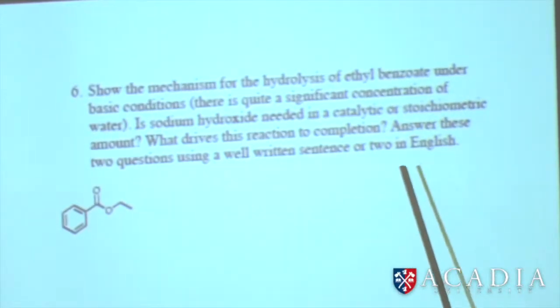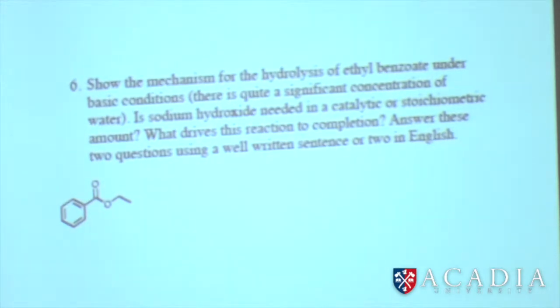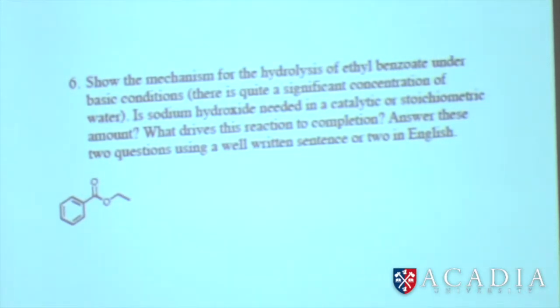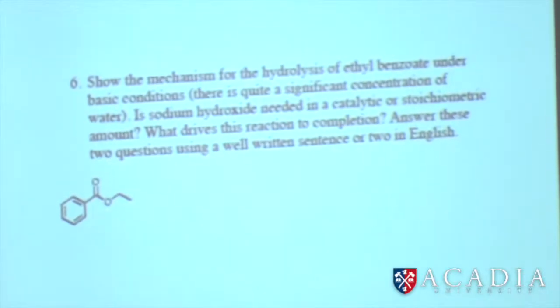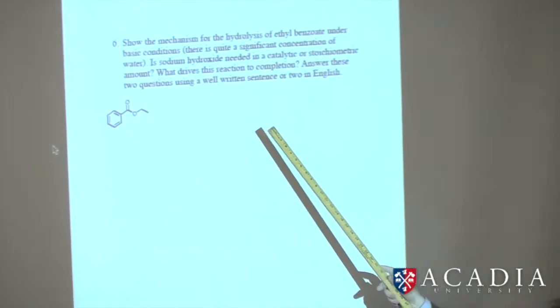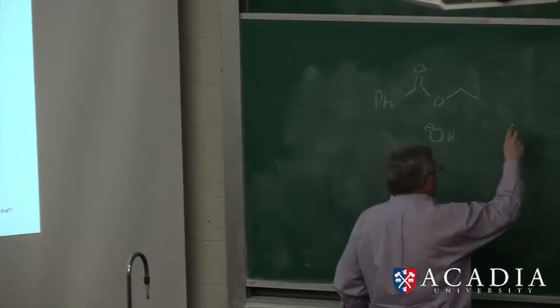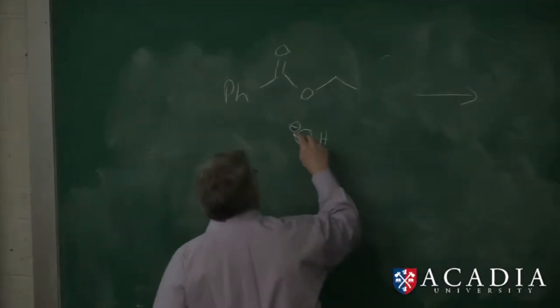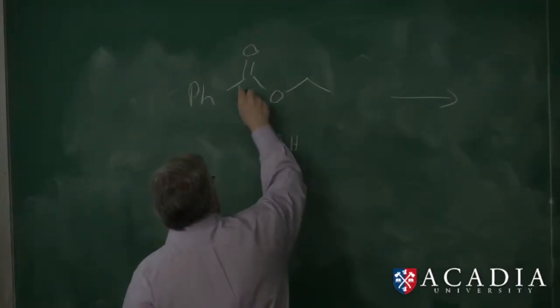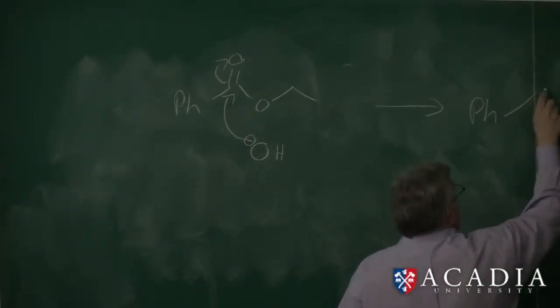If it's hard at all, someone's going to ask me what the base is. If you raise your hand and said, what is the base? I would say, well, you should be able to figure that out. Basic conditions in water, the base is going to be hydroxide. So we have hydroxide, we have this, and we have an arrow, and we form our tetrahedral intermediate.